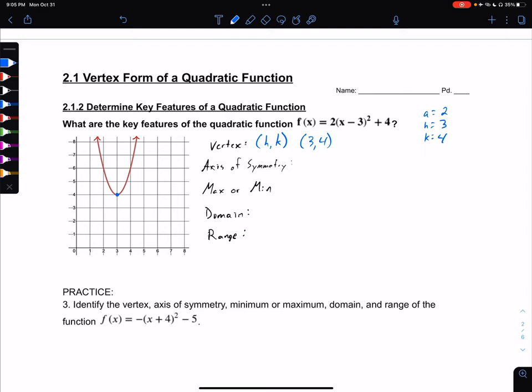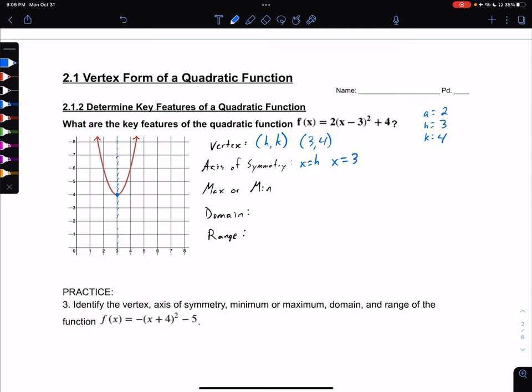Your axis of symmetry is the vertical line that cuts your parabola in half, so the left and right sides are equal. In this case, it will be x equals h, and we know that h is equal to 3. So my axis of symmetry would be x equals 3. Do make sure that you state x equals 3. Do not just write the number 3.